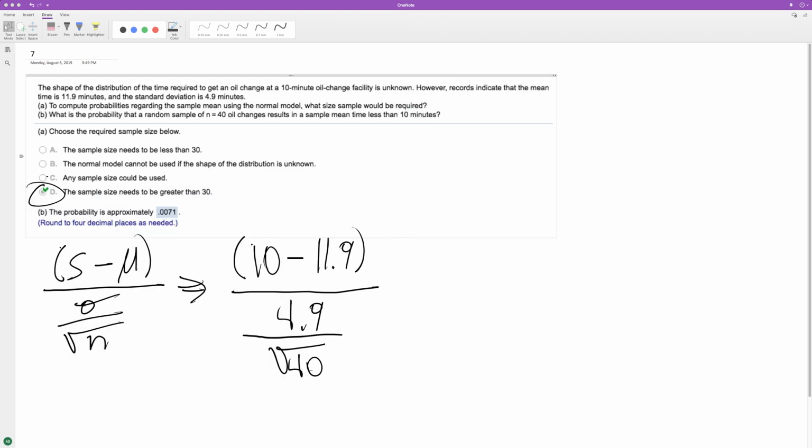Pretty low probability, but it probably happens once a day, depending on how big the shop is. Anyway, that's how you do that.